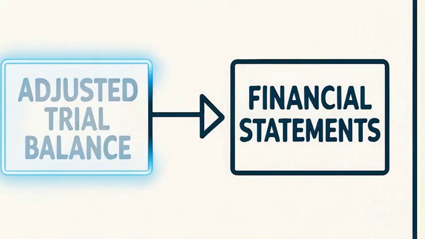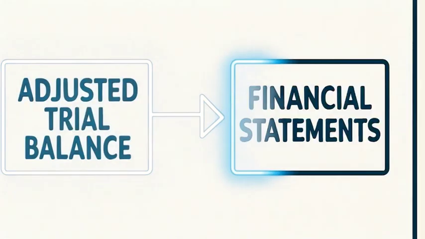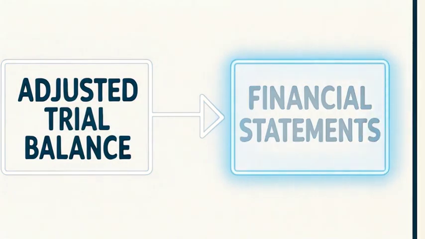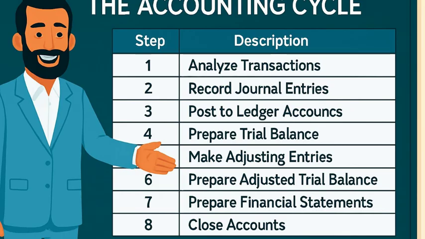By now, we've gone through nearly every step of the accounting cycle. 1. Analyze transactions. 2. Record in the journal. 3. Post to the ledger. 4. Prepare trial balance. 5. Adjust entries. 6. Prepare adjusted trial balance. 7. Create financial statements. 8. Close accounts. 9. Prepare post-closing trial balance.